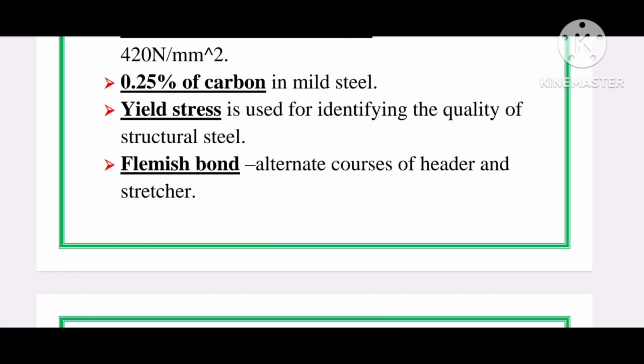Next point, 0.25% of carbon in mild steel. Next, yield stress is used for identifying the quality of structural steel.